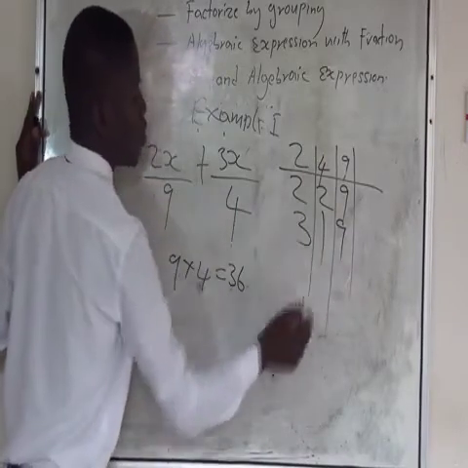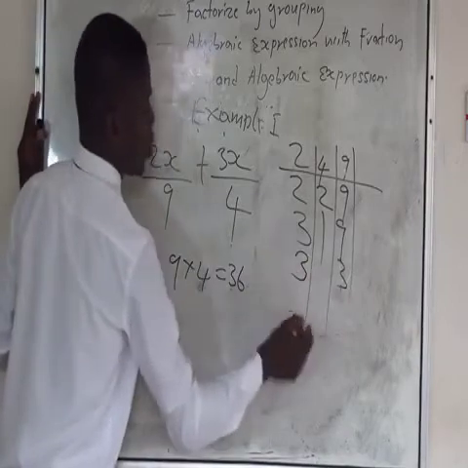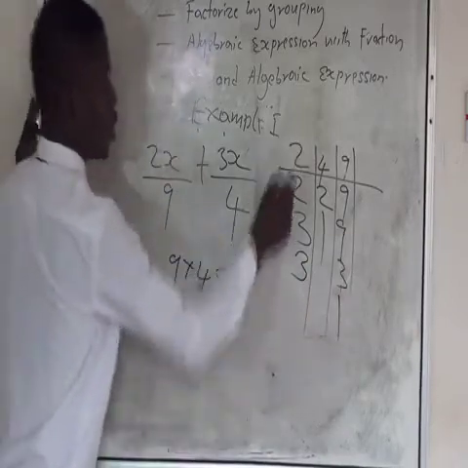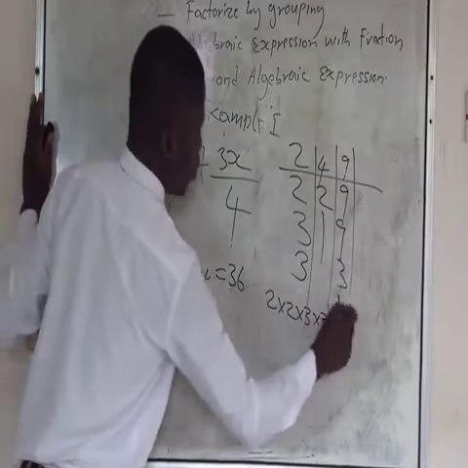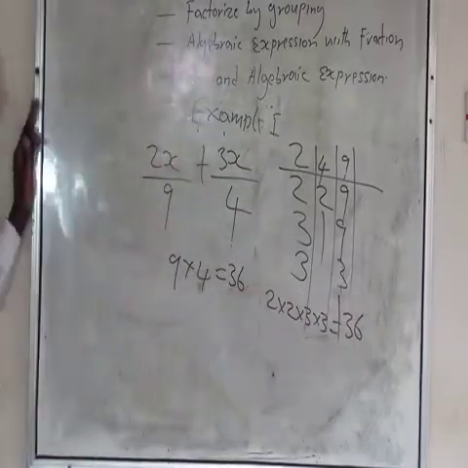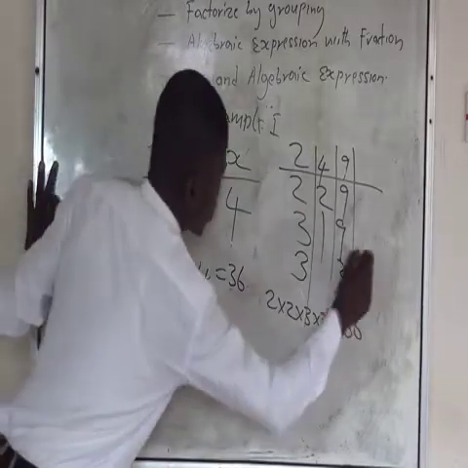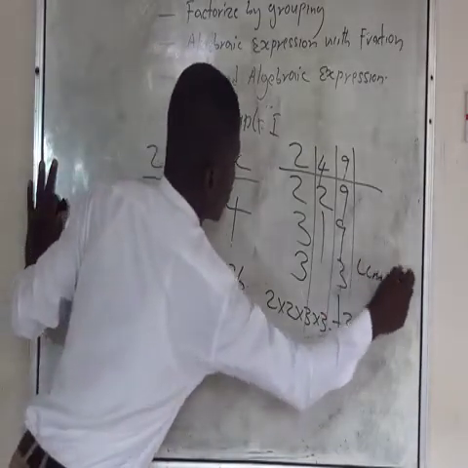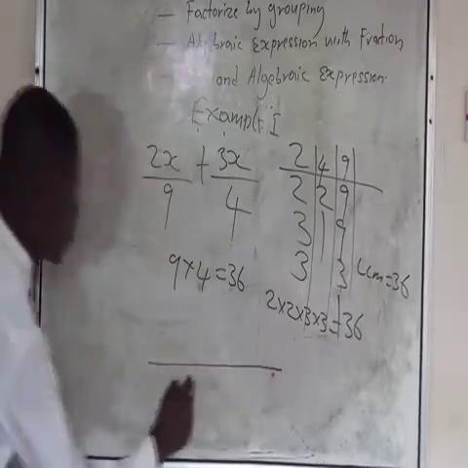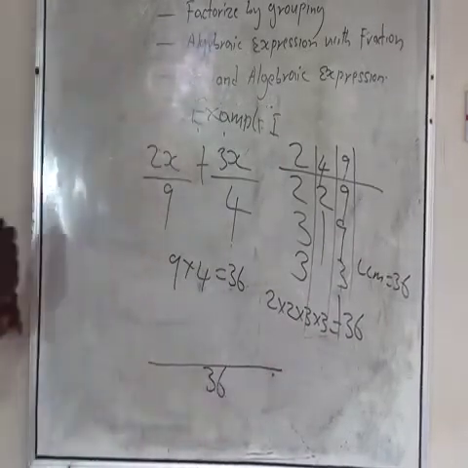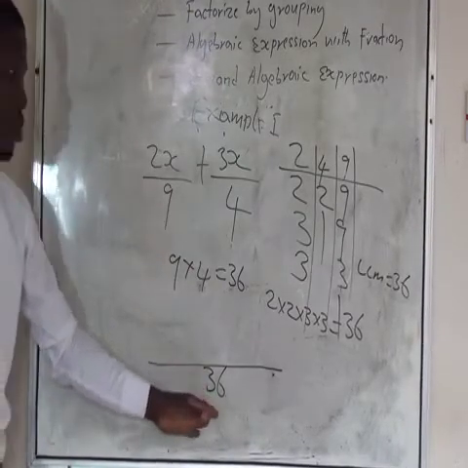3 can go to give you 3. 3 can go to give you 1. So we multiply 2 times 2 times 3 times 3, which will give you 36. Then this is our LCM. This our LCM will serve as the new denominator. Then you use the old denominator to divide the new denominator.